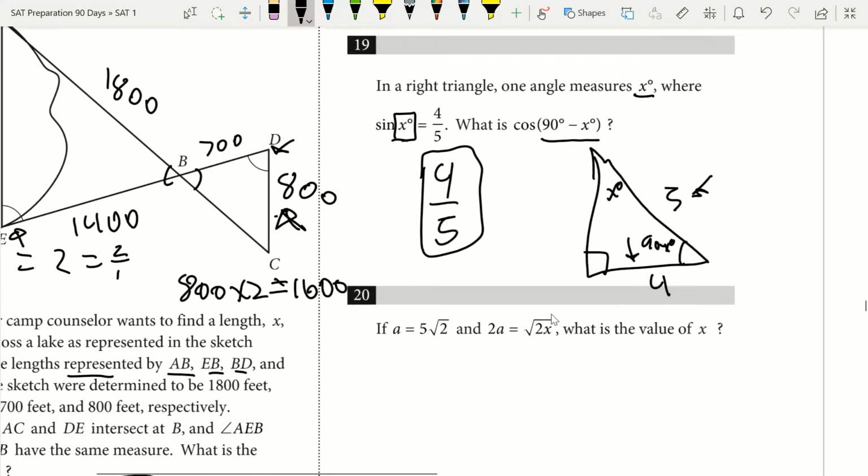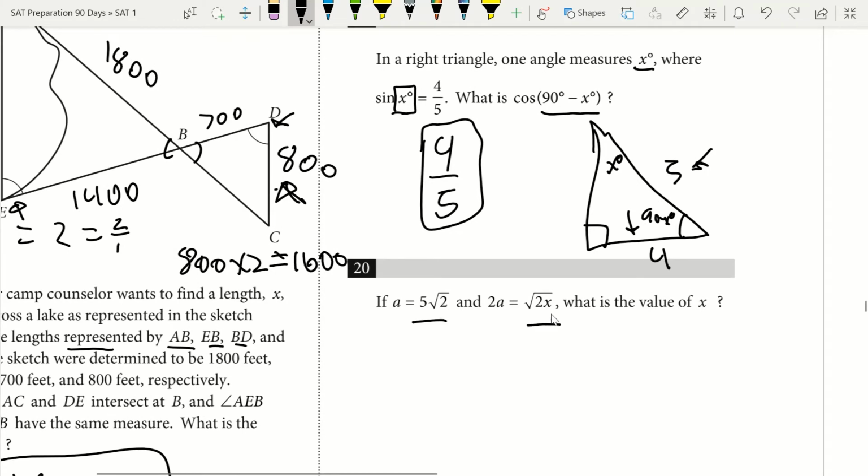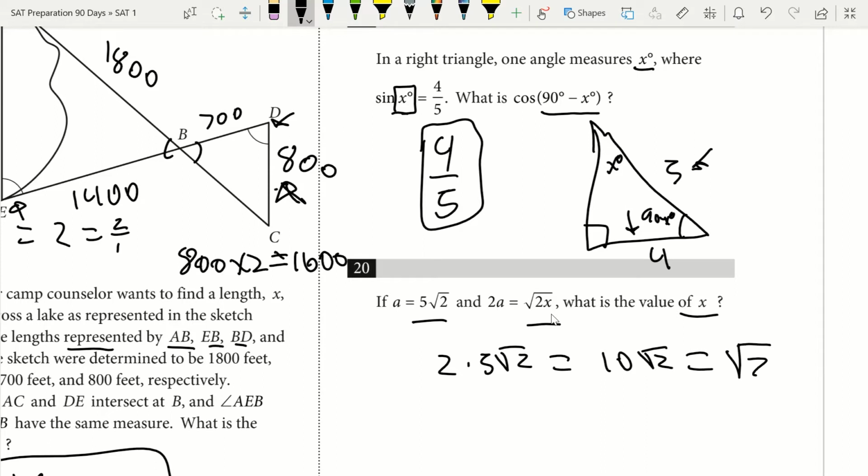The answer is 4/5. Okay, 20. If a equals 5 times root 2 and 2a equals root 2x, what's the value of x? Okay, if a is 5 times root 2, I got 2 times 5 root 2. That's going to give me 10 root 2. Okay, so now I got 10 root 2 is equal to that root 2x. I'm going to square each side. 10 squared is 100. Root 2 squared is going to be 2. 2 times 100 is going to give me 200.